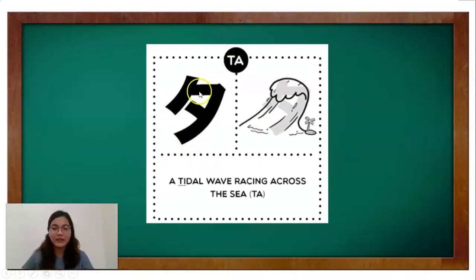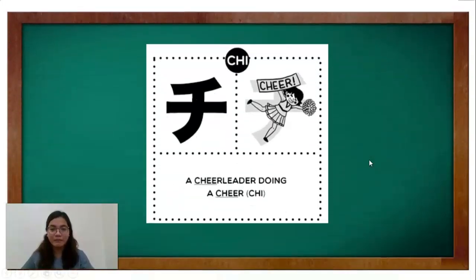Next is the ta row. The first one is ta. A tidal wave racing across the sea. So ta as in tidal. Next, chi. A cheerleader doing a cheer. So chi as in cheer.